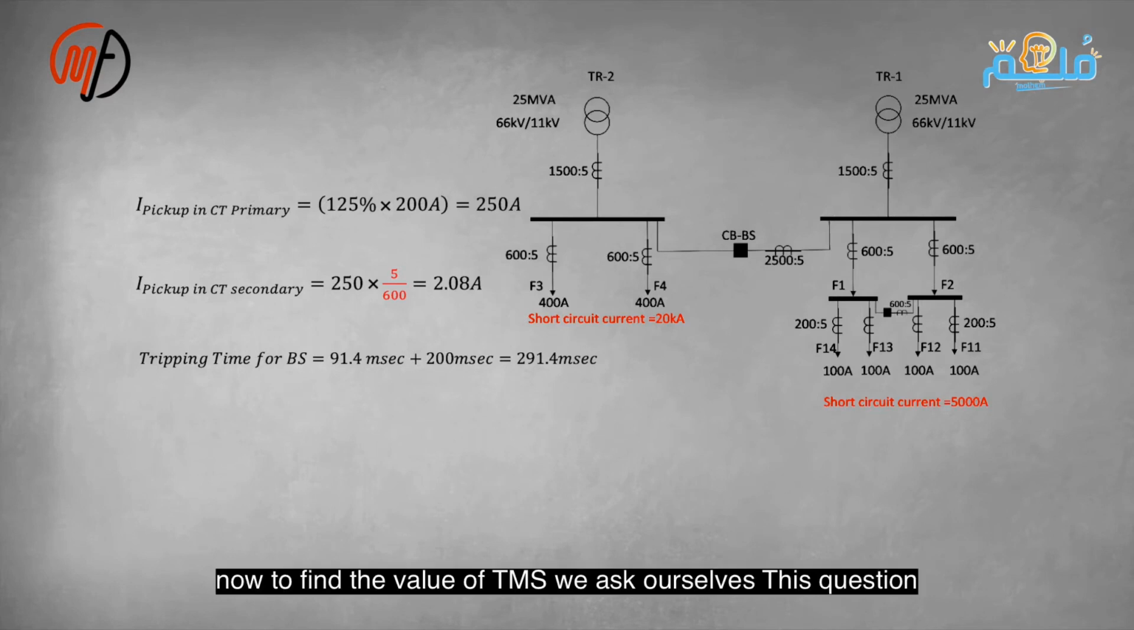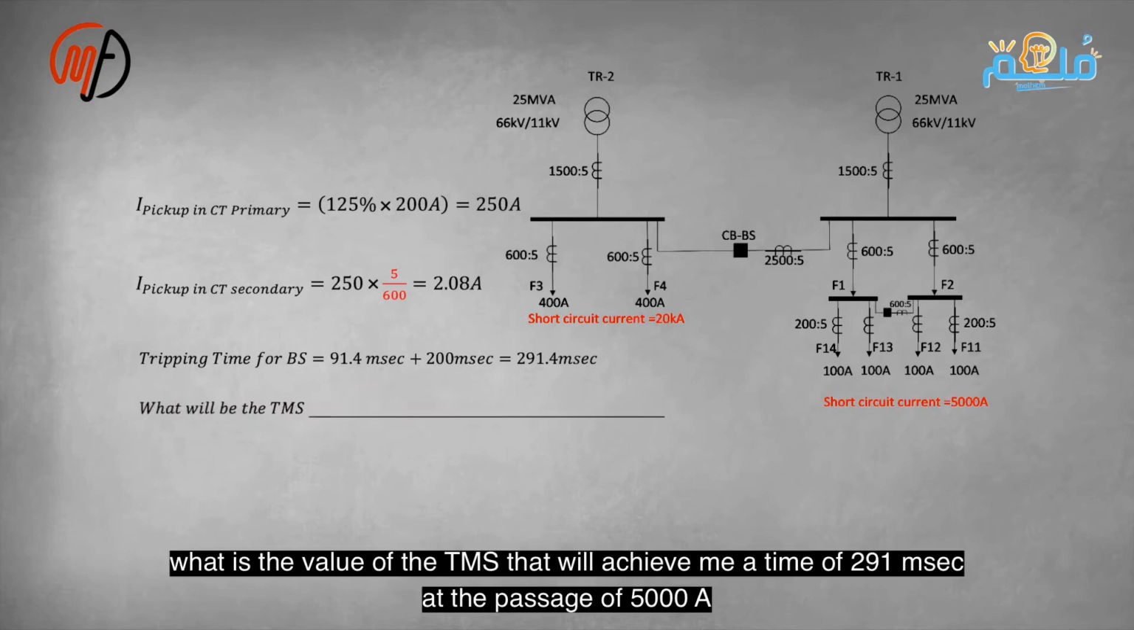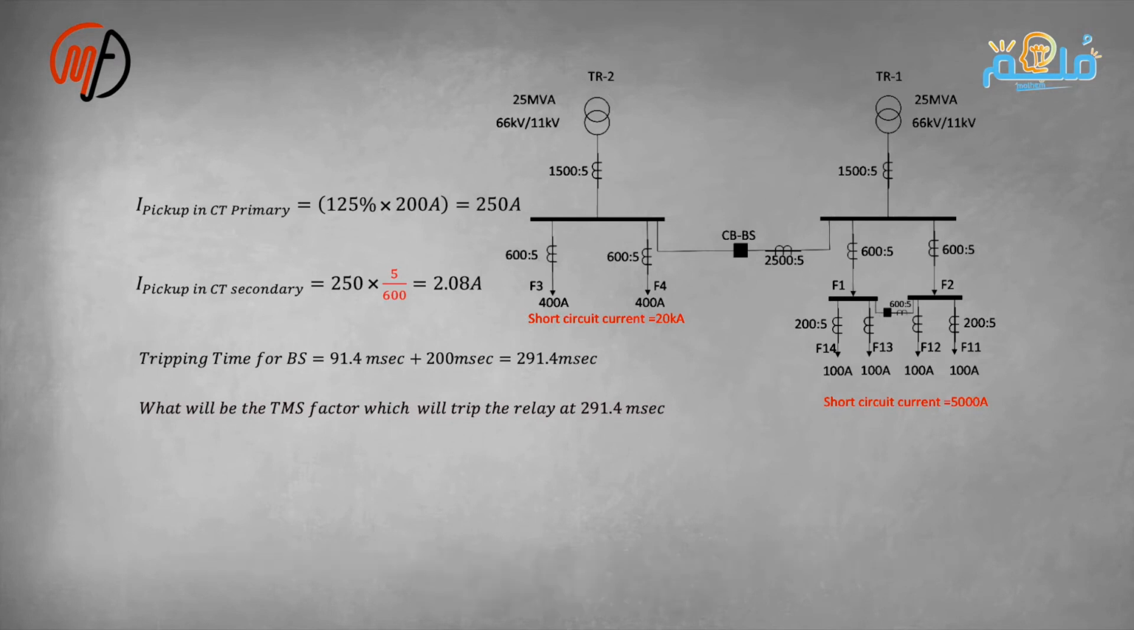We agreed that all the circuit breakers used in this station are of a certain type. Therefore, to find the value, we write an equation, which is T equals TMS times 0.14 over (I over I setting) to the power of 0.02, minus 1.